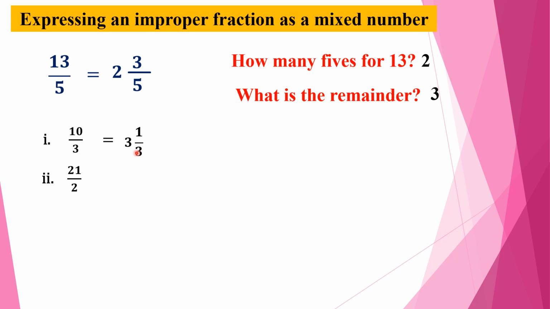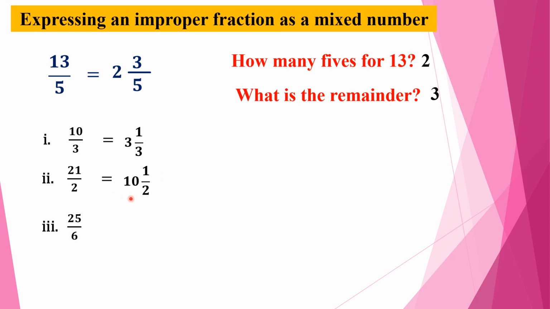Second example, 21 over 2. The thing that we have to do is divide 21 by 2. We have to find how many 2s for 21. There are 10 2s for 21. Then the whole part is 10. 2 times 10 is 20, and again 1 remains. Then 10 and 1 over 2. 10 and 1/2.